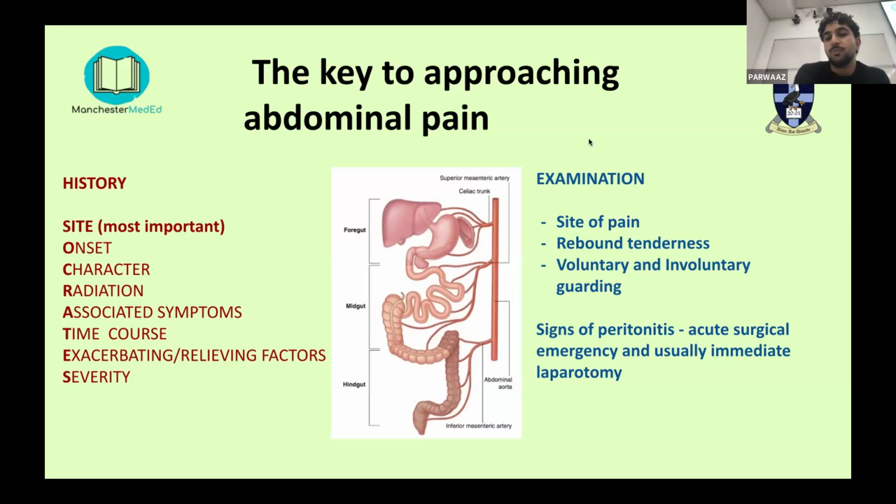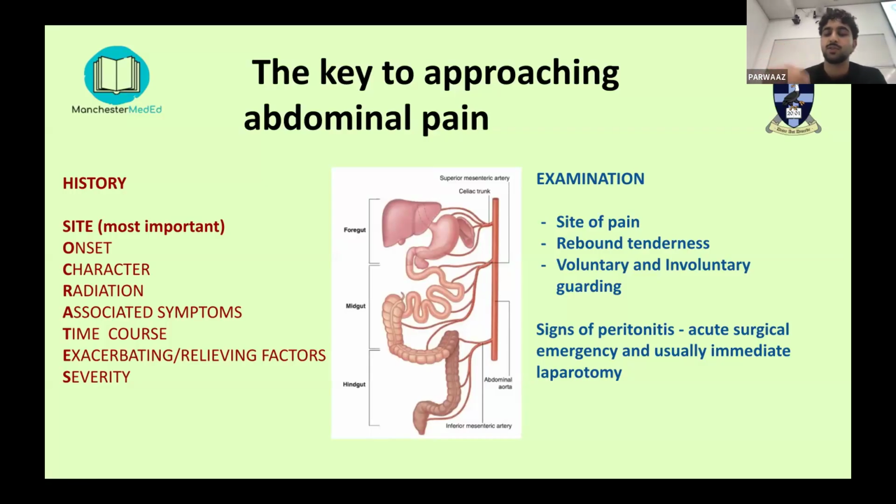Examination wise, again, site of pain is the most important. If you're seeing a patient on the ward, for example, or you're in A&E clerking, asking where the pain is, palpating and seeing where it hurts the most is the most important thing of the examination. I'm not going to go through the whole thing, but always look for signs of peritonitis. So rebound tenderness, involuntary guarding. Voluntary guarding, you will see in patients with pain. So if you have a tummy ache, for example, you will voluntary guard. But involuntary guarding is a sign of peritonitis.